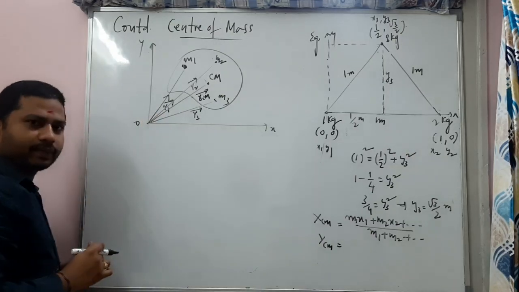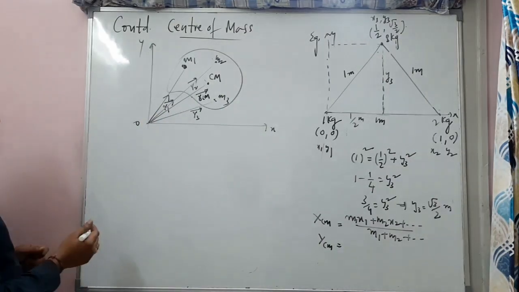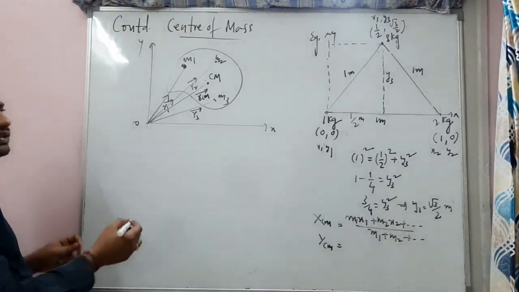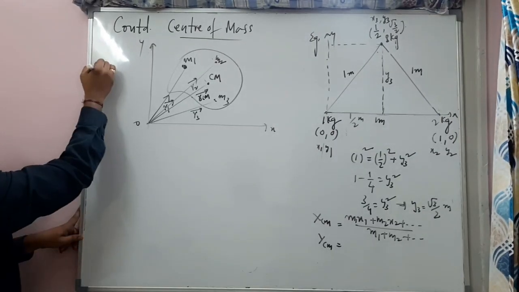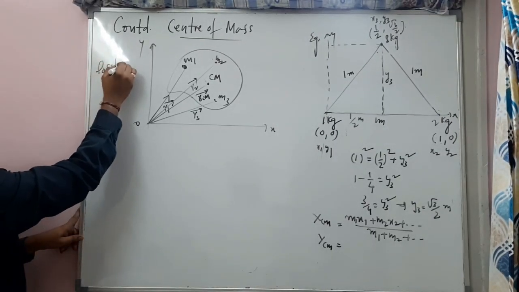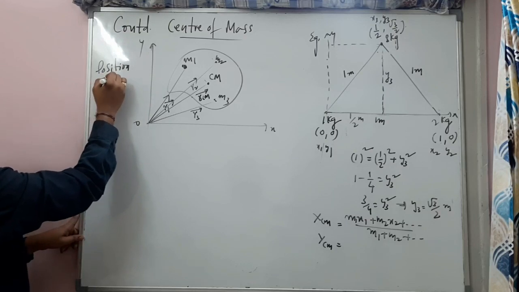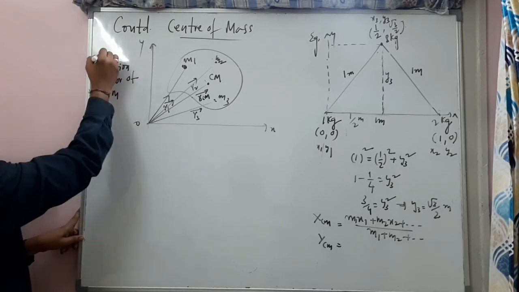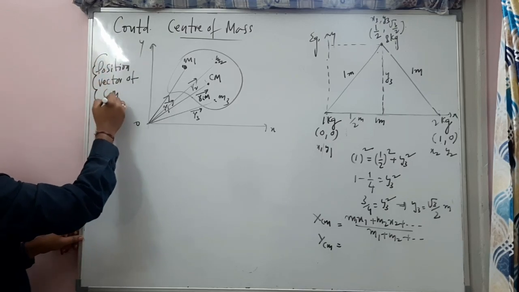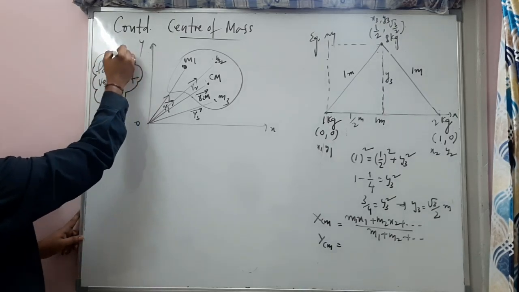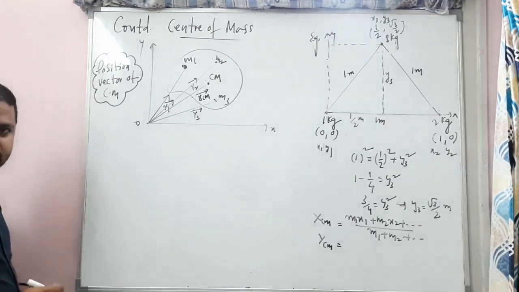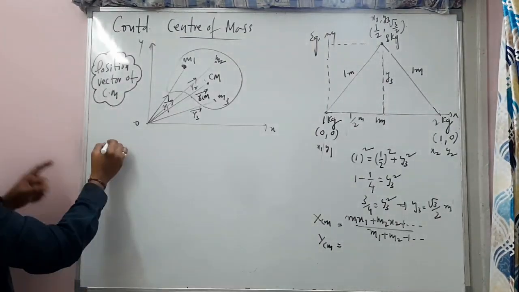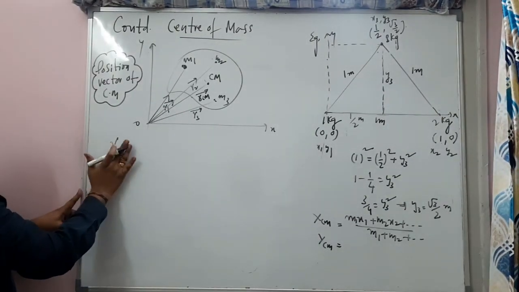Look at here. So the topic is the position vector of the center of mass, my dear students. What is the topic here? This is the position vector of a center of mass. This is the topic of our interest today: position vector of center of mass. Let's begin. RCM bar.